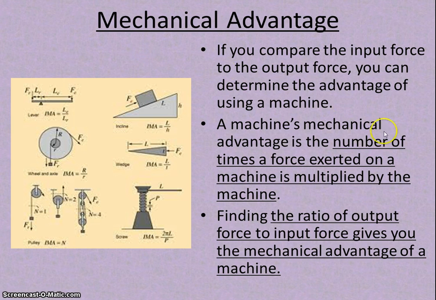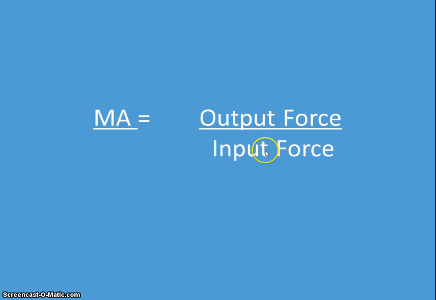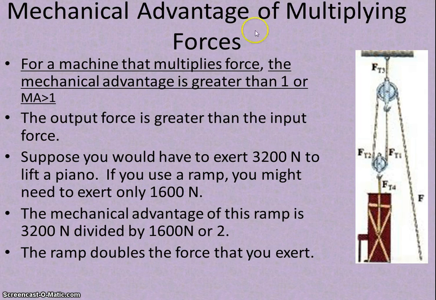So it's a ratio, and ratios obviously involve division. Mechanical advantage, it's your output divided by your input. So what you get out of it divided by what you put into it. That is the mechanical advantage that machine gives you. Okay, multiplying forces. So a machine that multiplies force, mechanical advantage is going to be greater than 1, right? Your output is going to be greater than your input.